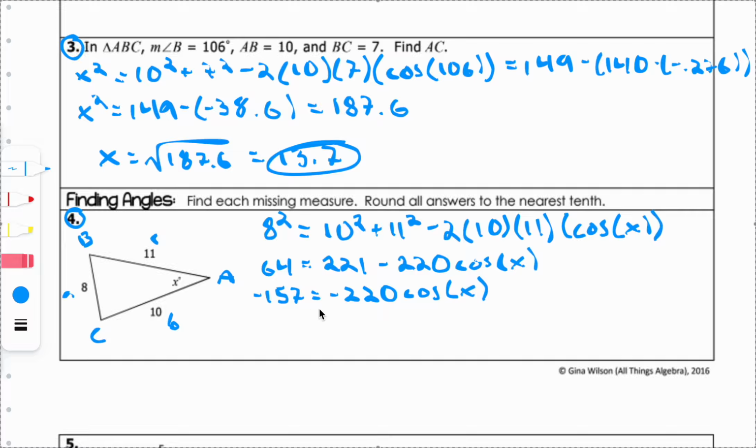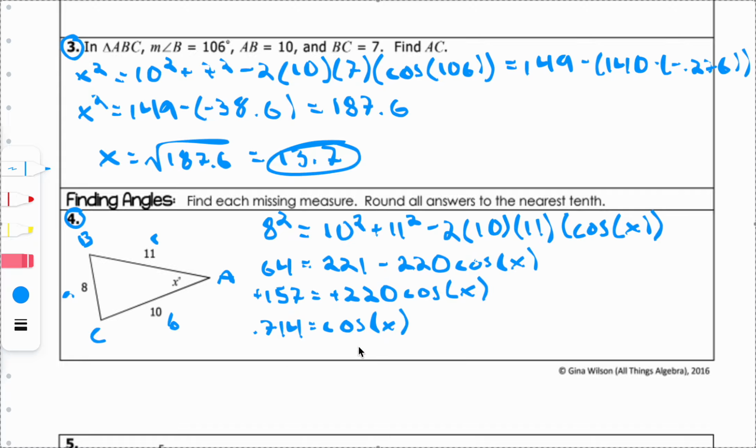And now we have to divide both sides by 220. Both of these are positive. Divide both sides by 220, and 157 divided by 220 would give us 0.714. I'll write that here: 0.714 equals cosine of x.